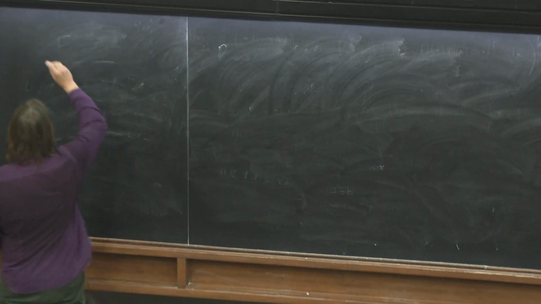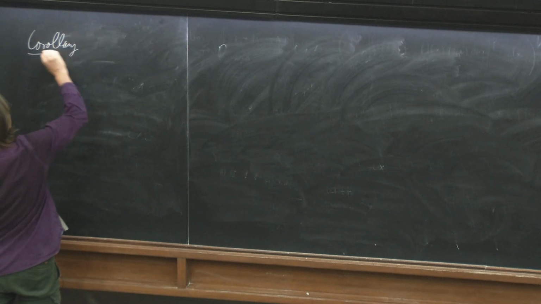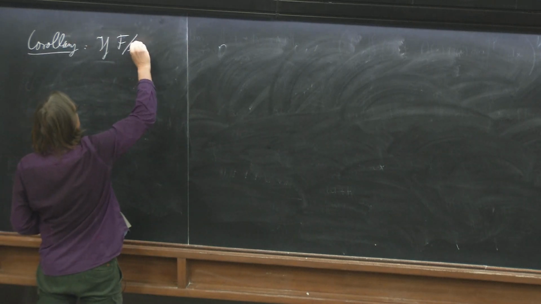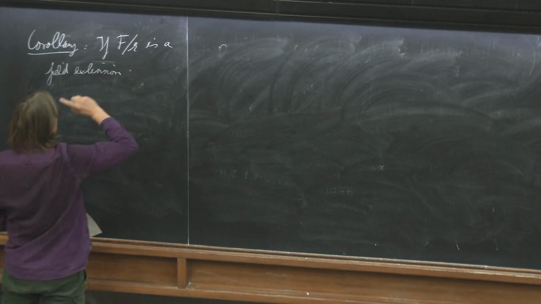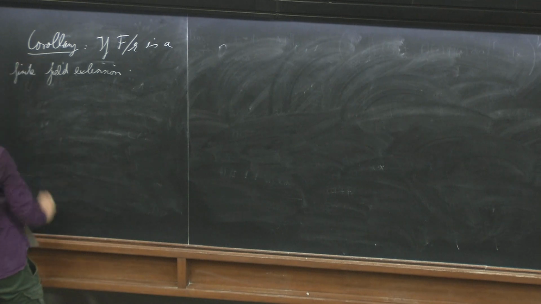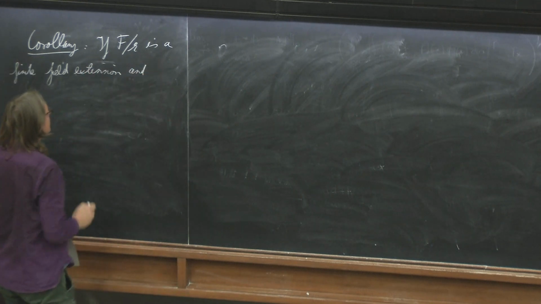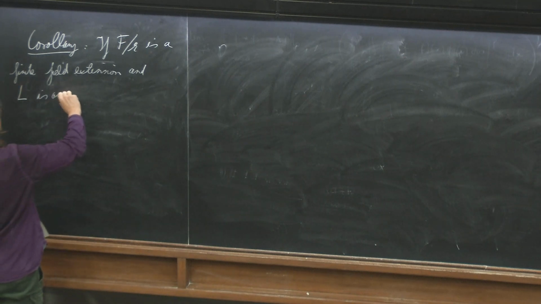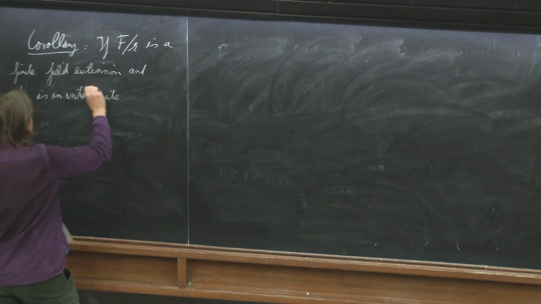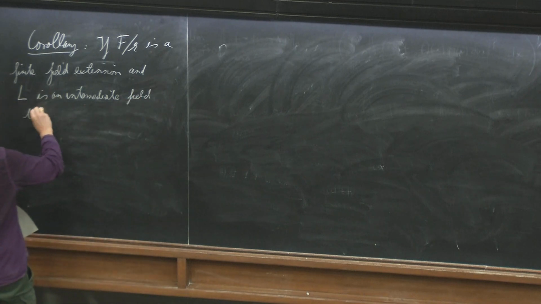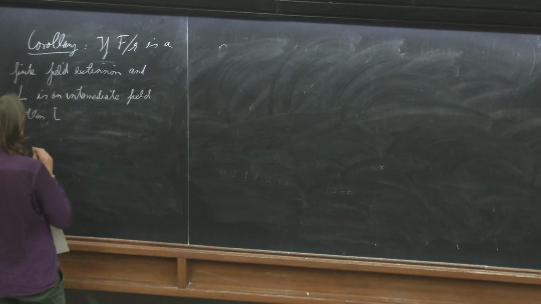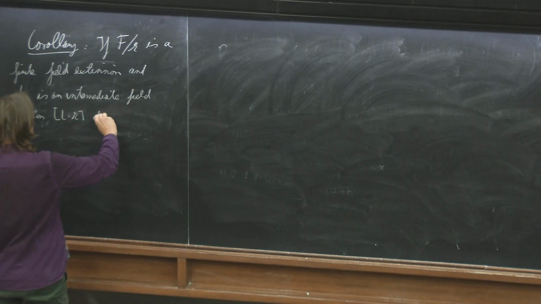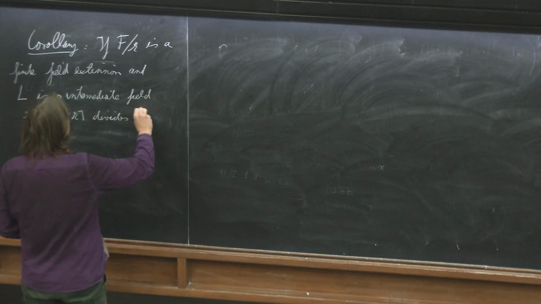There are some simple consequences. For instance, it's a clear corollary: if I have a finite field extension F over K, and L is an intermediate field, then we must have that the degree of L over K divides the degree of F over K.